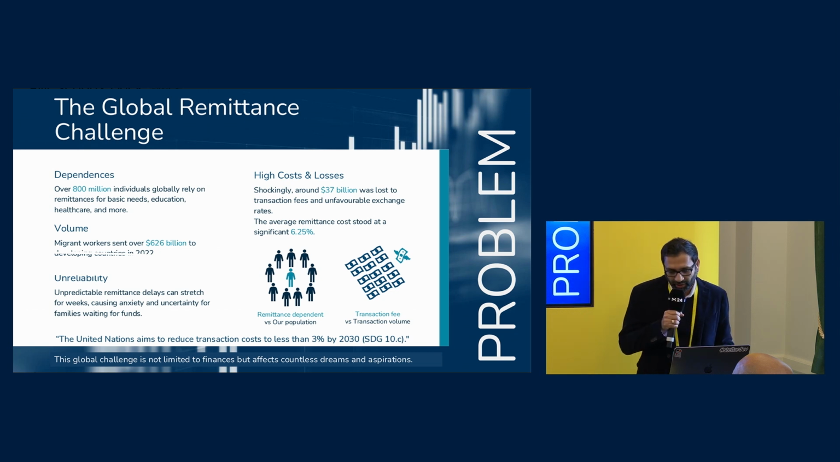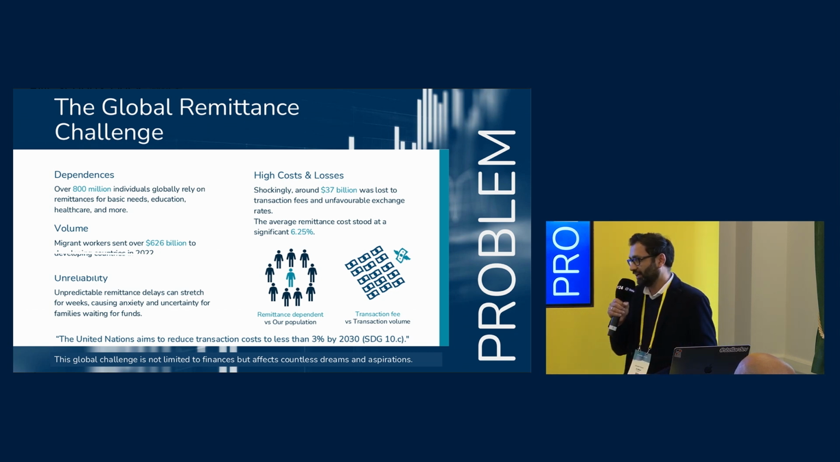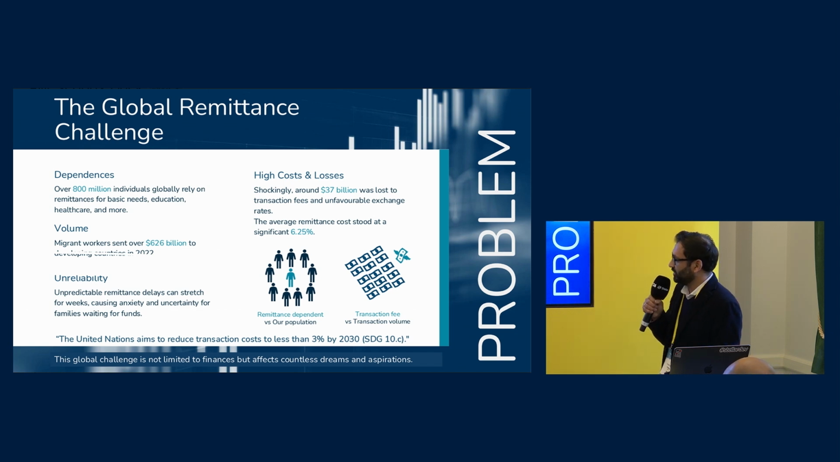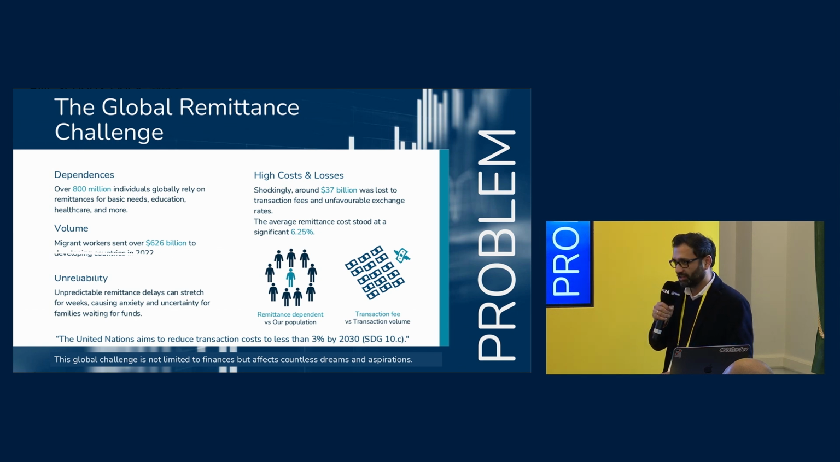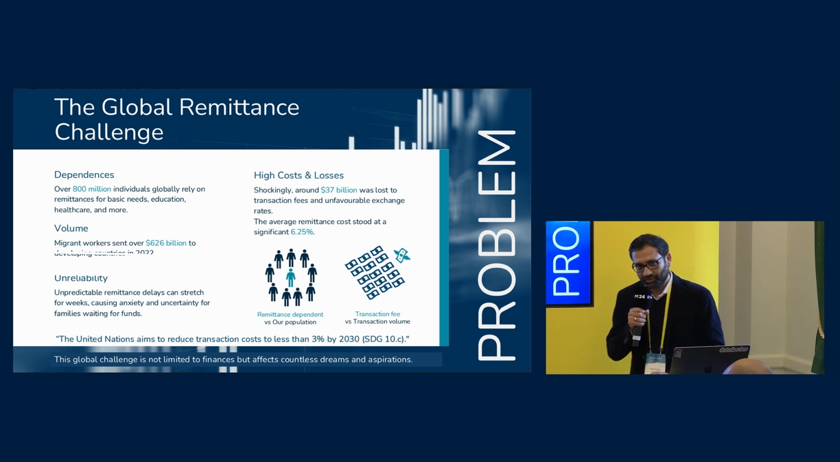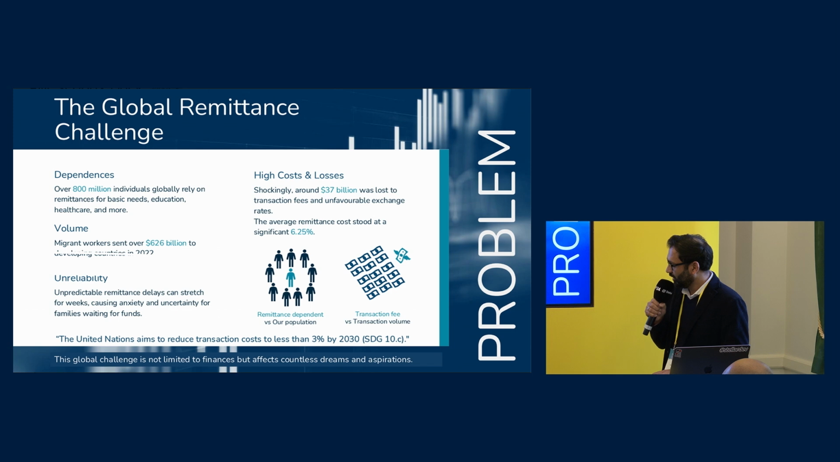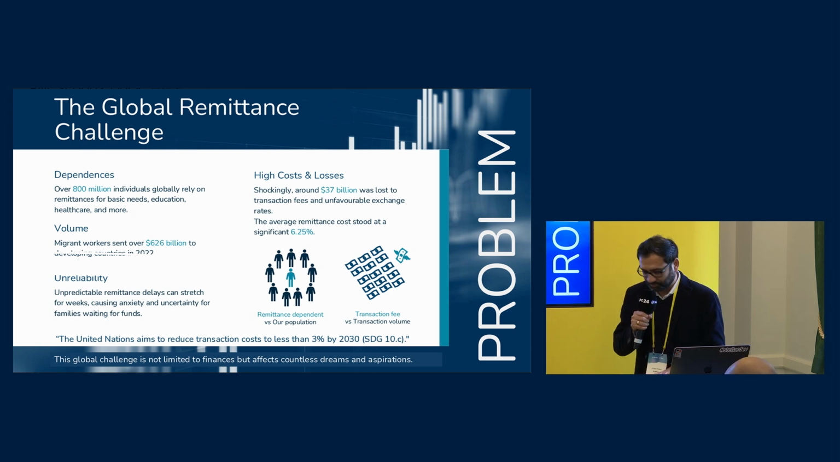It's a big problem. The United Nations wants to solve this problem, and they have SDG goal 10 to reduce this fee from 6.25% to 3% by 2030. But we at Scopex are not waiting for 2030. We are starting right now to reduce this fee, and I will talk about how we are doing it.